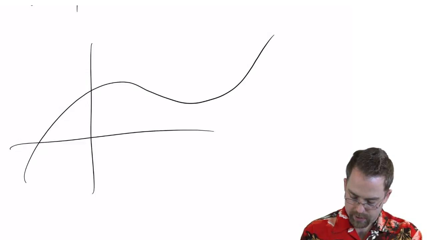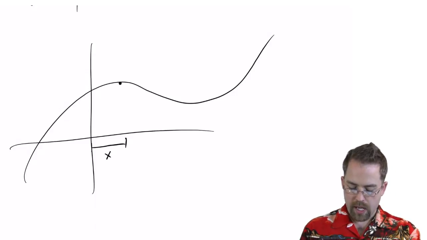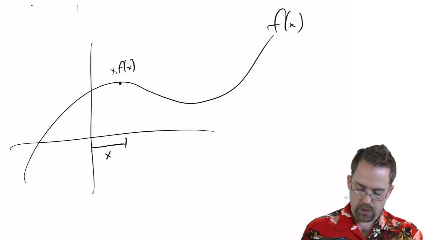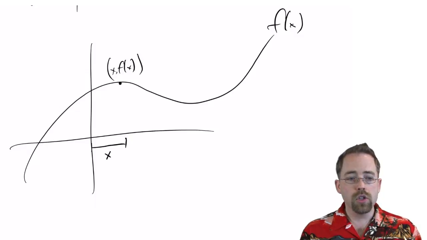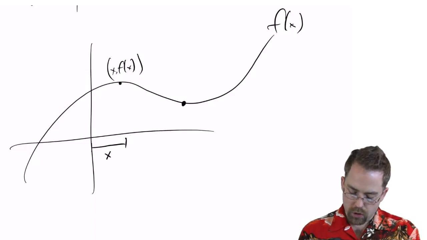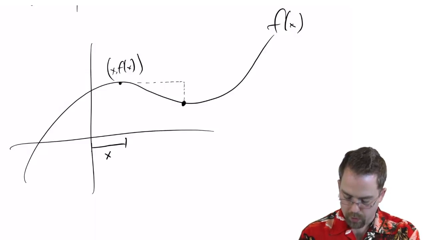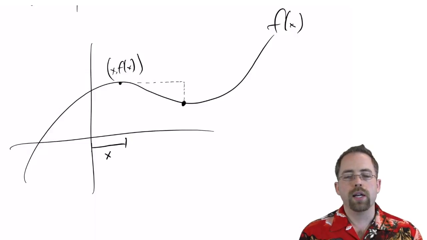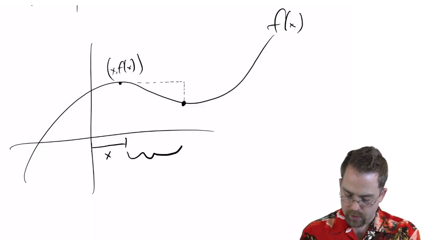You pick some spot to call x, so the distance we've traveled right here is x. And if this is f of x, then the height of the function right there is f of x. So that's the point that we're at right there. Now, in order to draw a line, you need to have a slope. So you're going to pick some other spot over here, and you do what we always do: you make a slope equation where you subtract the y's and divide by subtracting the x's, and that's rise over run. That's slope.